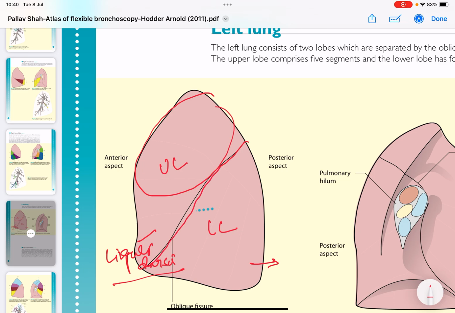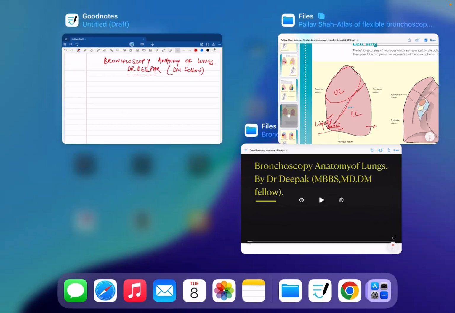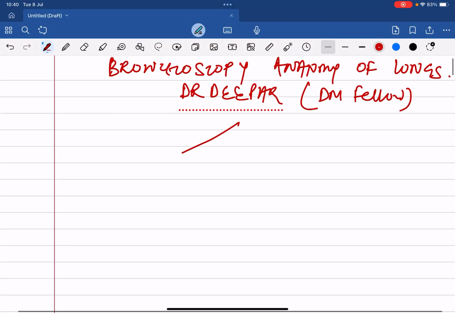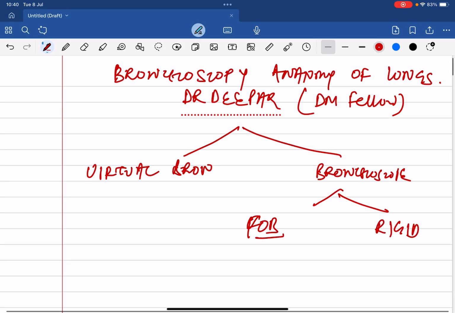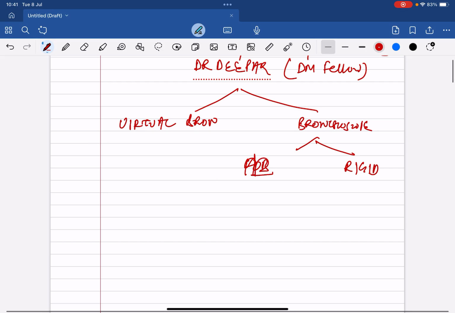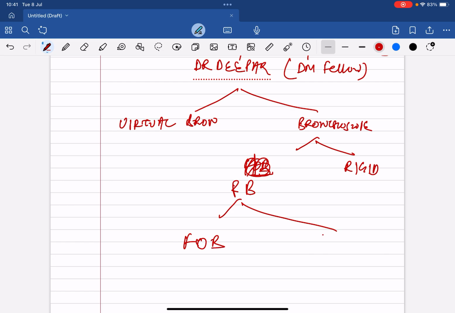To see the lung from inside, we need some structure that will go inside the lung. It is done in two ways. One is virtual bronchoscopy, and the other is the bronchoscope. The bronchoscope has two types: one is flexible bronchoscopy and the other is rigid bronchoscopy. The flexible bronchoscope is of two types: one is the fiber optic bronchoscope and one is the video bronchoscope.